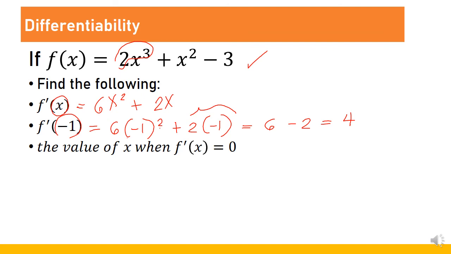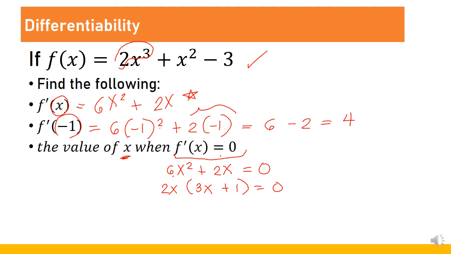What about the value of x when f prime of x is 0? So f prime of x daw equals 0. We're looking for the x value satisfying this. Okay? So, we go back to this equation. Okay? And equate that to 0. So, we have 6x squared plus 2x equals 0. Okay? Notice that we can factor the 2x. So, we will be getting 3x plus 1.